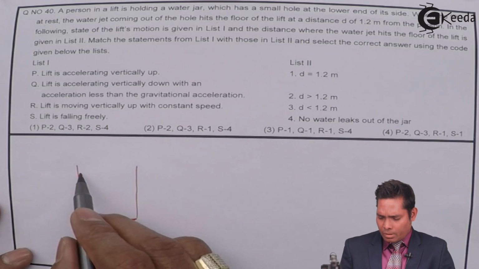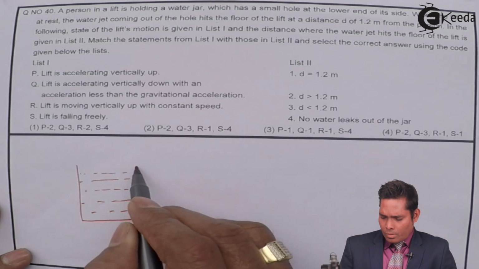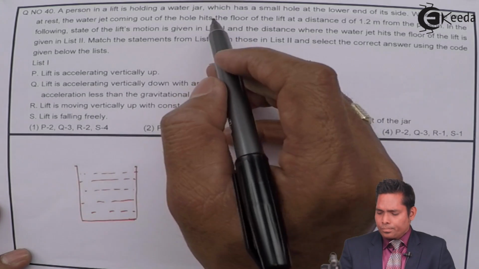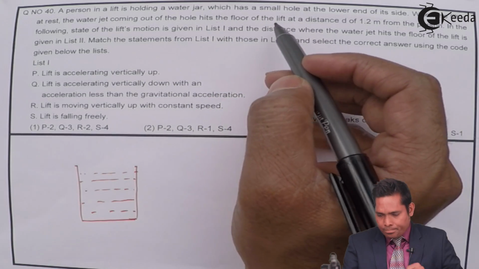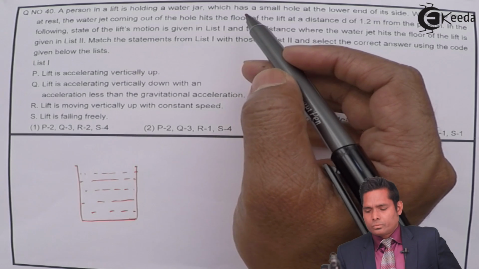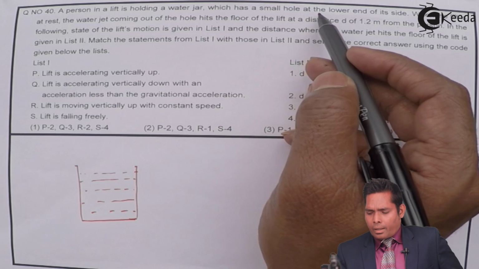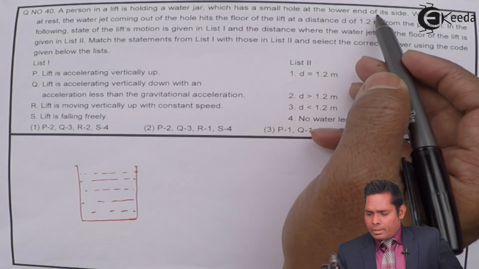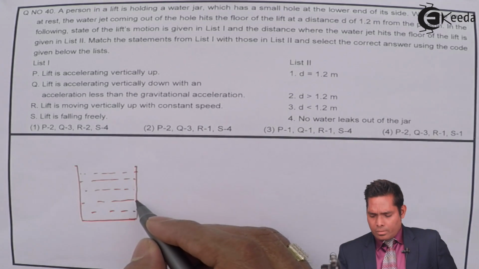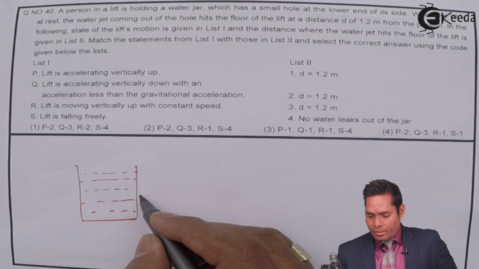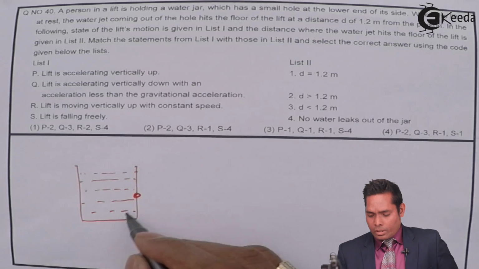This is a jar which contains water. And this person is in a lift and the jar has a hole at the lower end of its side. So somewhere here, at the lower end, there is a hole.